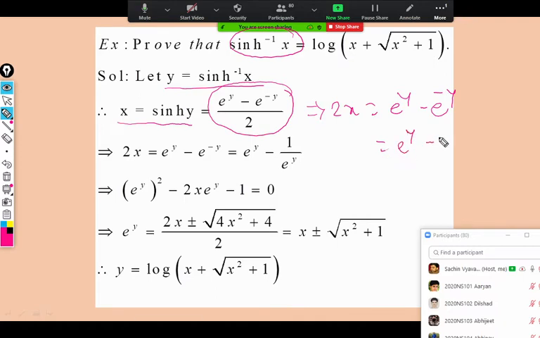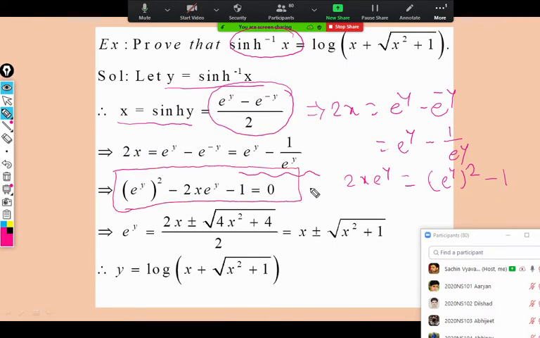Now this e raised to minus y is taken as 1 upon e raised to y. Again cross multiplied. If you cross multiply this equation throughout by e raised to y, you get 2x e raised to y is equal to e raised to y bracket square minus 1, and this is rearranged here. So e raised to y bracket square minus 2x e raised to y minus 1 equal to 0. This equation is a quadratic in e raised to y. So by the quadratic equation formula, e raised to y is minus b plus or minus root of b square minus 4ac upon 2a, and this gives us the final answer for y.